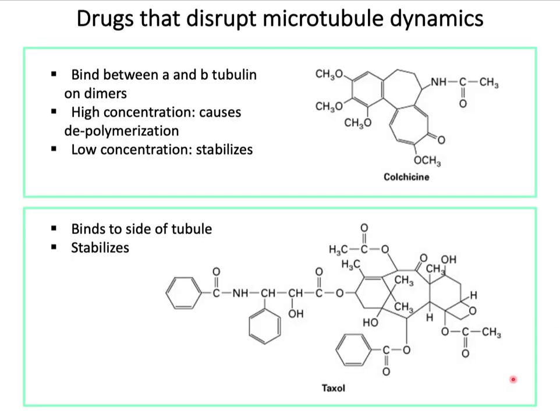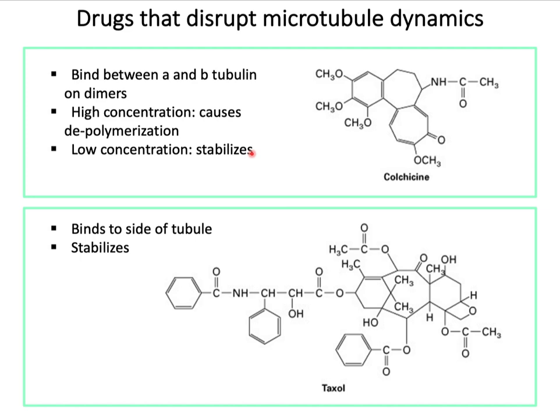So similar to actin, there are some interesting drugs or small molecules that can be used to study microtubules. One is known as colchicine, which binds between the alpha and the beta tubulin on the dimer. At very high concentration, colchicine will depolymerize tubulin. At a very low concentration, it will stabilize the microtubules. In either case, it is detrimental to cells.